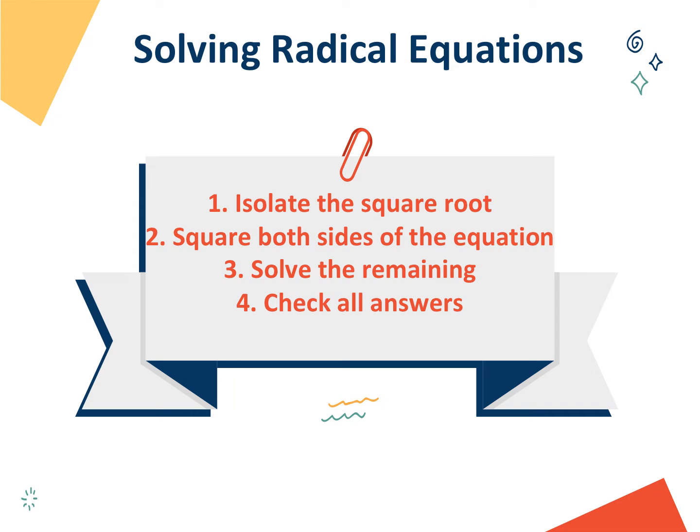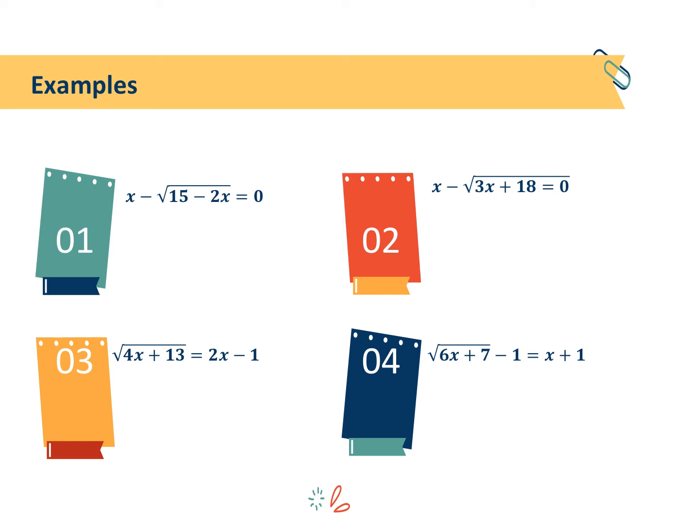These are the steps. Your first step is always going to be to isolate the square root. And then once it's isolated, we're going to square both sides of the equation to cancel out that radical. And then from there, we'll solve. When we're solving these radical equations, you must check all answers. So let's go ahead and see our first example.